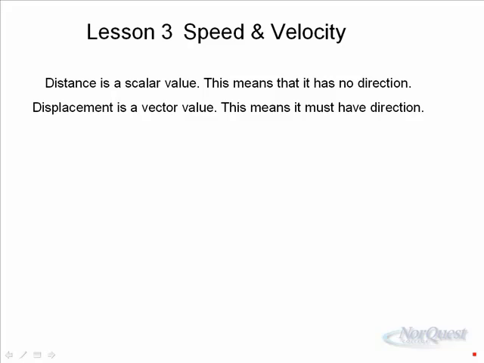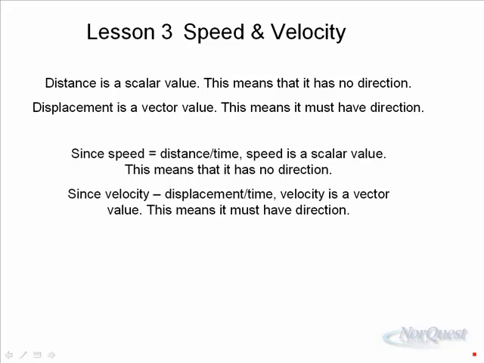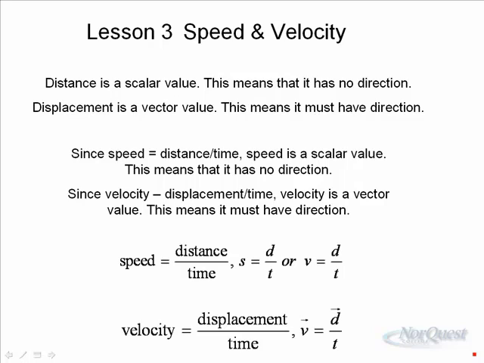So since speed is equal to distance over time, then speed is a scalar value as well. So speed and distance are scalars, whereas velocity and displacement are vectors. Vector, that means it must have direction. Notice for speed, distance over time, velocity, displacement over time. Now you understand what the arrows are all about.